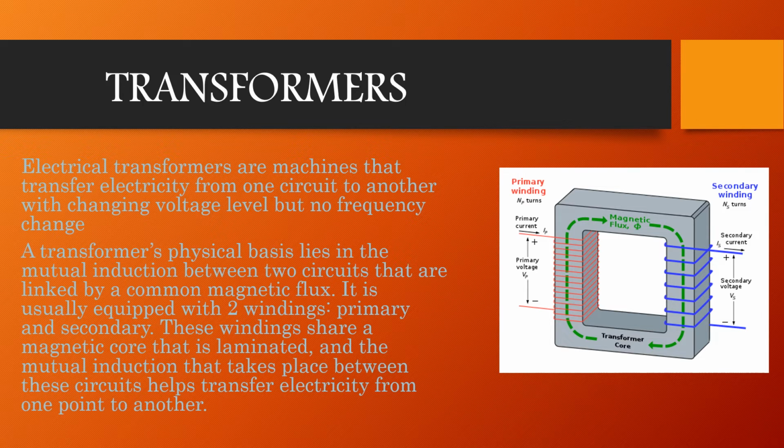Now, applying the topics to transformers. Electrical transformers are machines that transfer electricity from one circuit to another with changing voltage level but no frequency change. Let us see the working of the same. A transformer's physical basis lies in the mutual inductance between two circuits that are linked by a common magnetic flux. It is usually equipped with two windings, primary and secondary. These windings share a magnetic core that is laminated, and the mutual inductance between these circuits helps transfer electricity from one point to another.